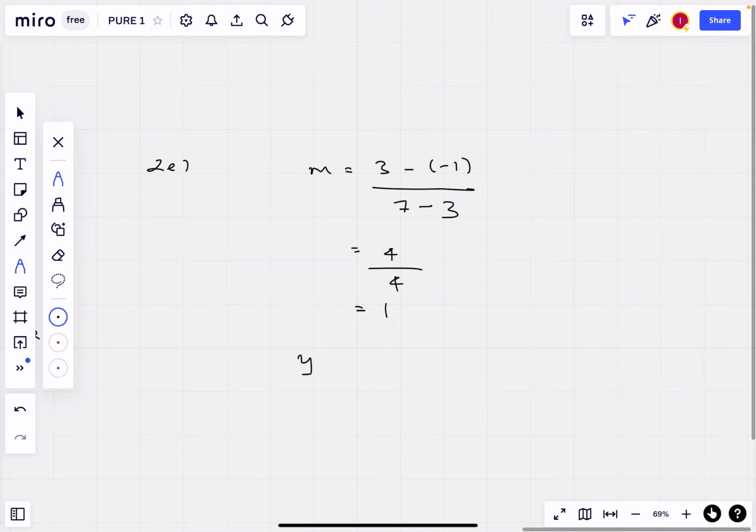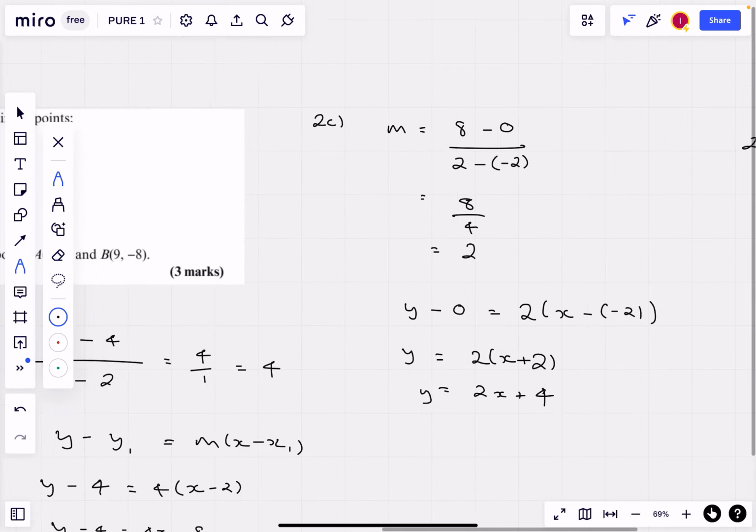Plug that into the other equation. y minus minus 1 equals 1 times x minus 3. So y plus 1 equals x minus 3. y equals x minus, nope, minus 4. Sorry, minus 3 minus 1 is minus 4.